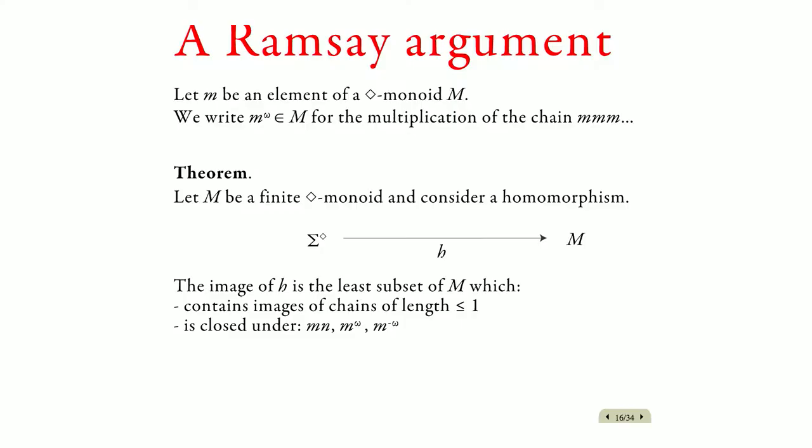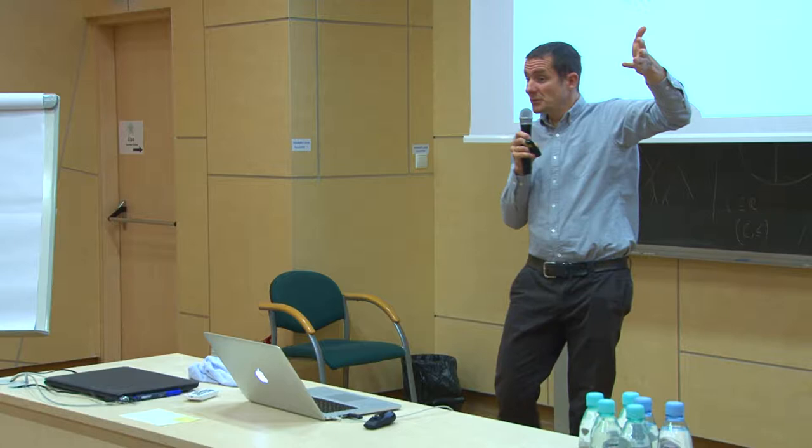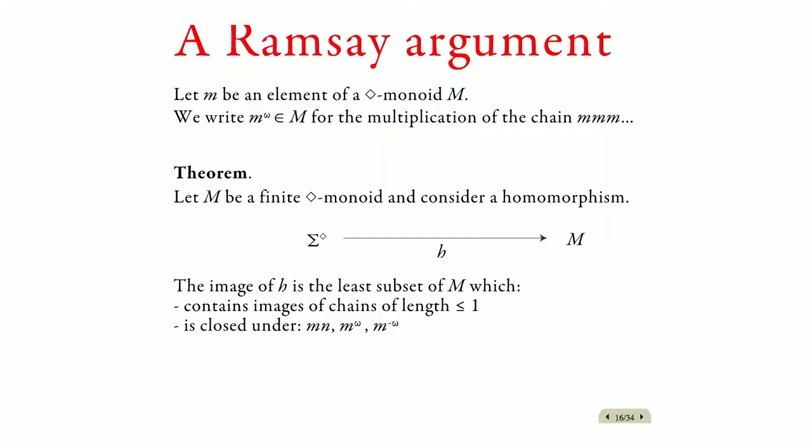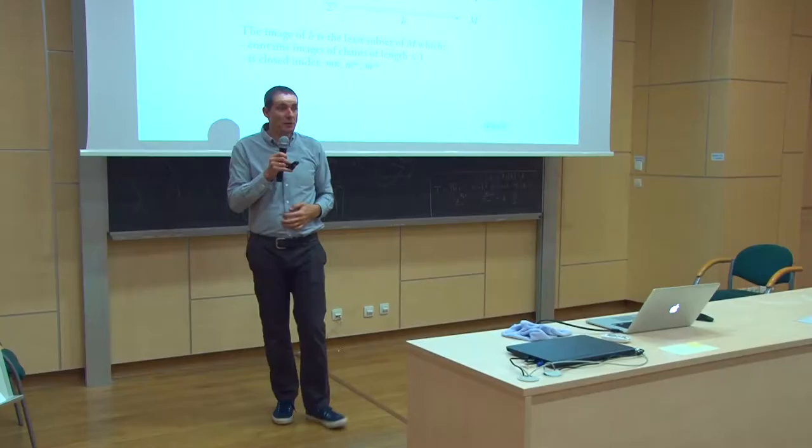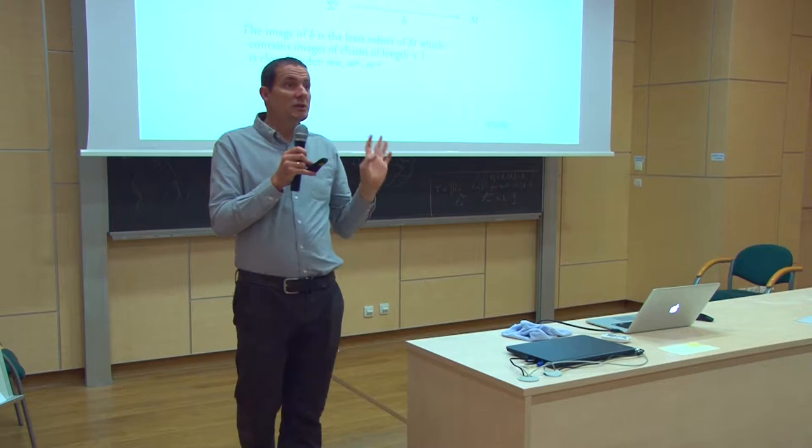It says that the image can be obtained essentially by a fixed point algorithm in the following way. The image is the smallest subset which contains, clearly, the letters. The empty chain has to be there. It has to be closed under, and all you need to close it under is, binary concatenation, forward omega power and backward omega power. So this is the result that I want to show now.